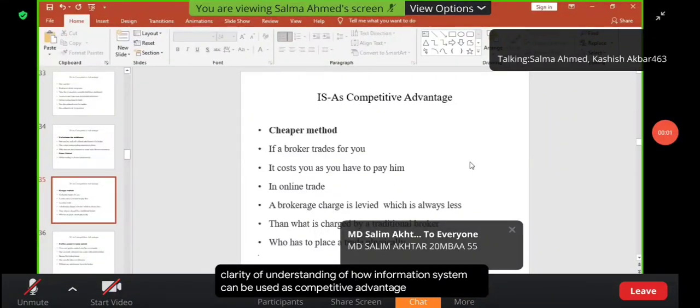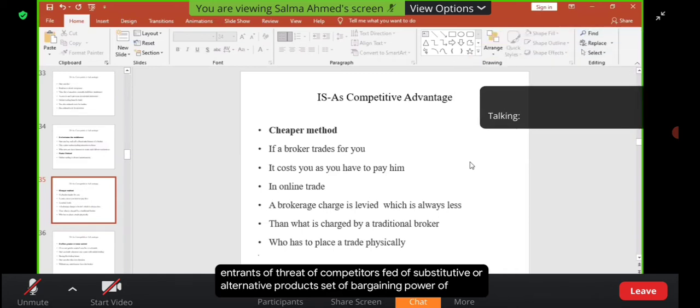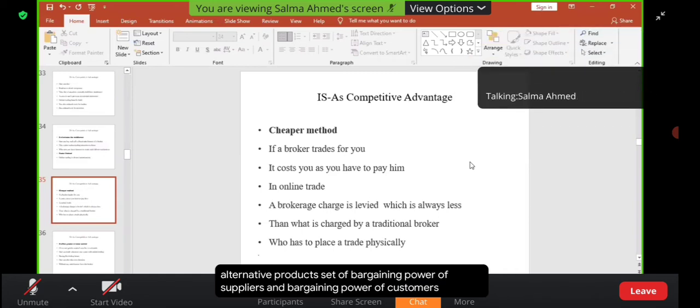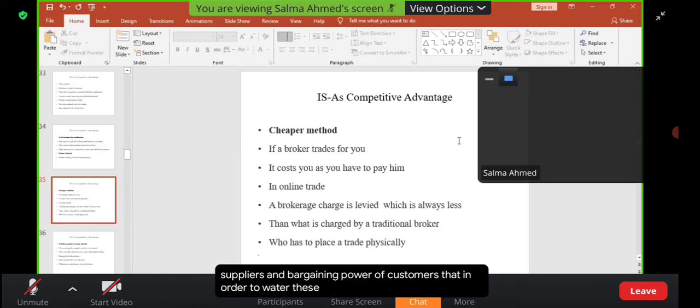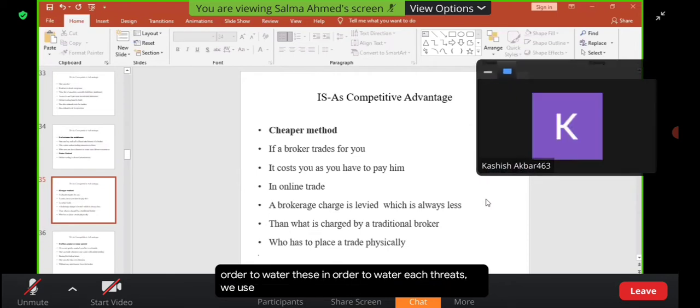There are five forces: substitutive or alternative products, threat of new entrants, bargaining power of suppliers, and bargaining power of customers. Further, it says that in order to ward off these threats, we use different strategies. Strategy is a long-term plan, anything we execute to get benefit for a long period of time, say 5 or 10 years.